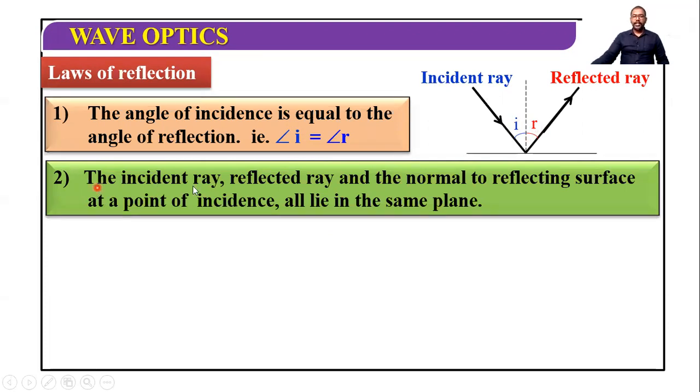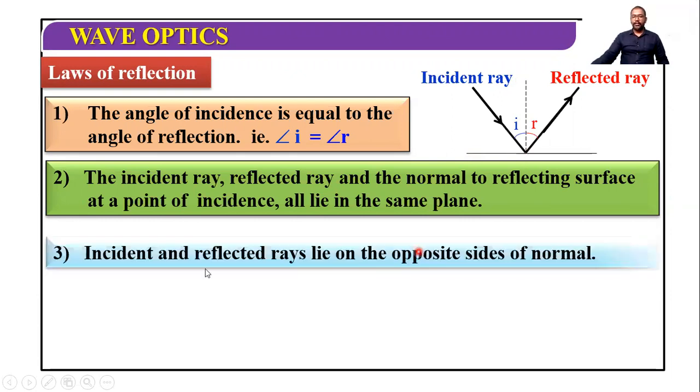Second law is incident ray, reflected ray, and the normal to the reflecting surface at a point of incidence all lie in the same plane. Simply, incident ray, reflected ray, and this normal, which we shown by dotted line, are lying in the same plane. Now third one, incident and reflected rays lie on opposite sides of normal. This is incident ray and this is reflected, both lying on opposite sides of the normal. So both second and third points are equivalent.